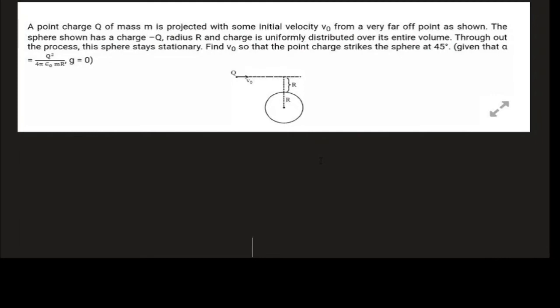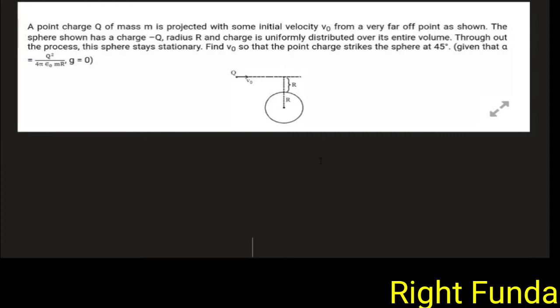Here is another interesting question from electrostatics, where the concept of rotational mechanics also has to be used. Let's read the question. A point charge Q and mass m is projected with some initial velocity v0 from a very far off point as shown.